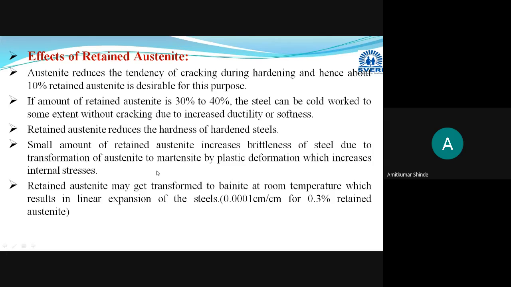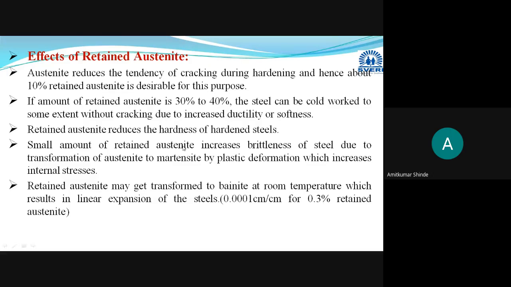If you have performed a hardening process on a steel component, and at the end some amount of austenite is there along with martensite, say 5 to 10% austenite, then its hardness will be reduced, or you will not be able to achieve your targeted hardness value. Due to the retained austenite, it will reduce the hardness.